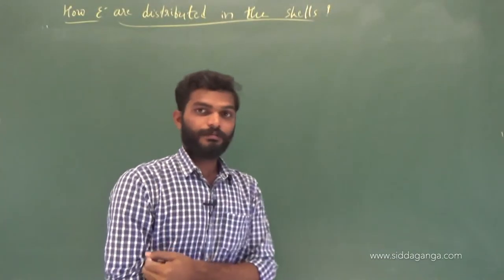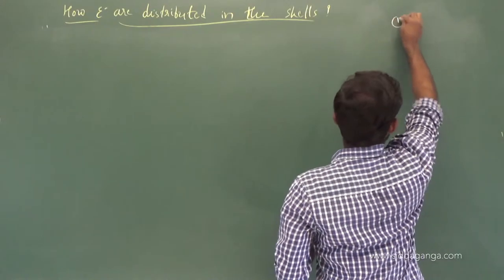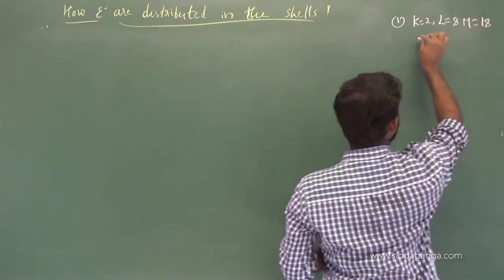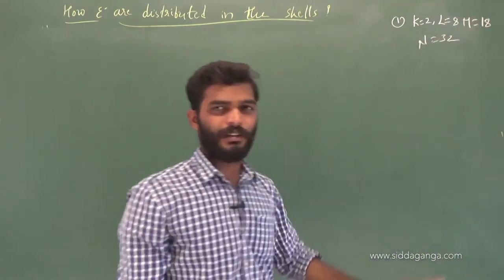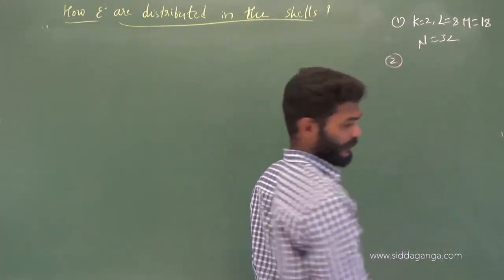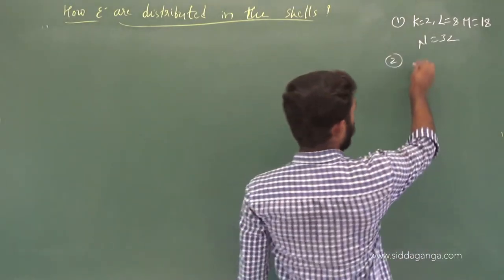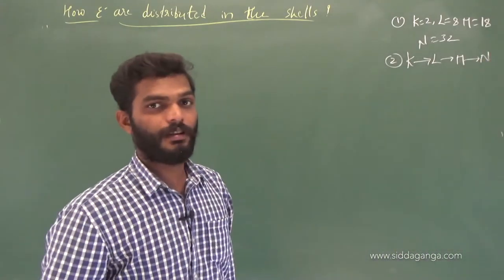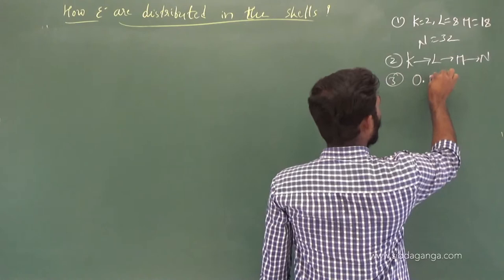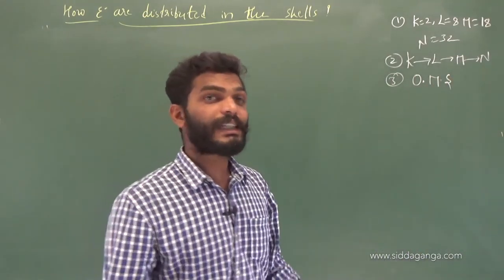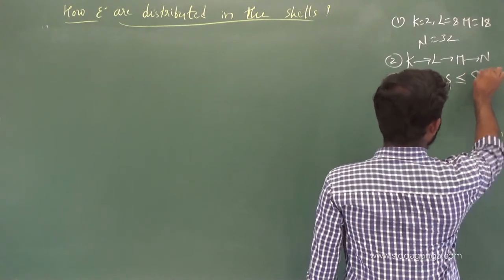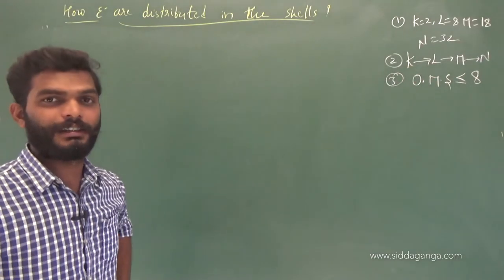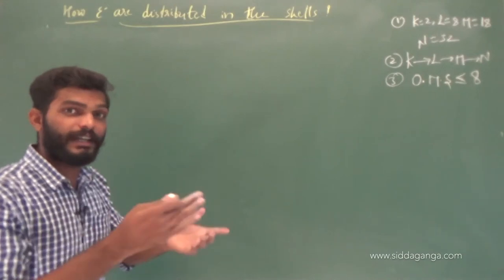In the rules, first one, 2, 8, 18, 32. This is the first rule in general, right? Second rule, we have to go from inner to outermost shells. That is, we have to fill first K, then L, then M, then N, like that. Third one, the outermost shell, that is the last shell, should have a maximum of 8 electrons, less than or equal to 8. See, generally three rules. So let's take some elements, the first 18 elements.